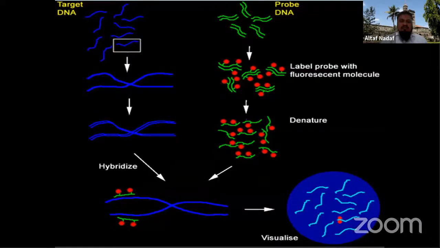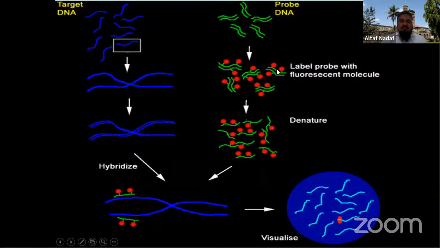And then you can visualize it. This is another way of representation. You have the cells in interphase, and specifically you have selected the metaphase stage here. In metaphase you have double-stranded DNA, which you denature and make single-stranded. On the other hand, you have the probe DNA, and this particular probe DNA is labeled.